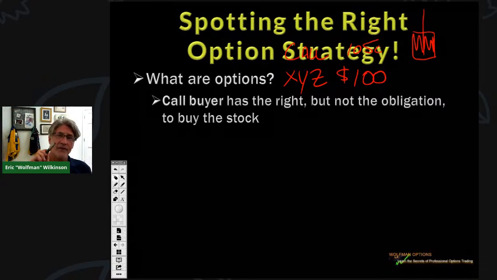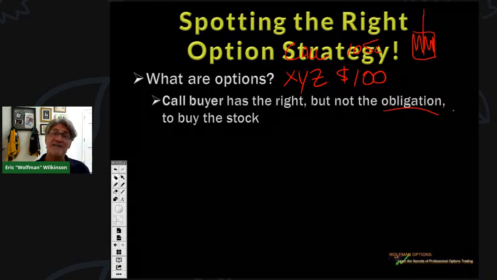And now let's go back to the definition. A call buyer has the right, but not the obligation, to buy the stock. So if I buy a 105 call, that means I can buy the stock at $105 anytime I want. I can do it right now. Would you want to do it right now? Would you want to pay 105 when it's trading 100? No. So you would not do the obligation. All right. You're not obligated to buy it at 105. So you would just say, no, I'm not going to.